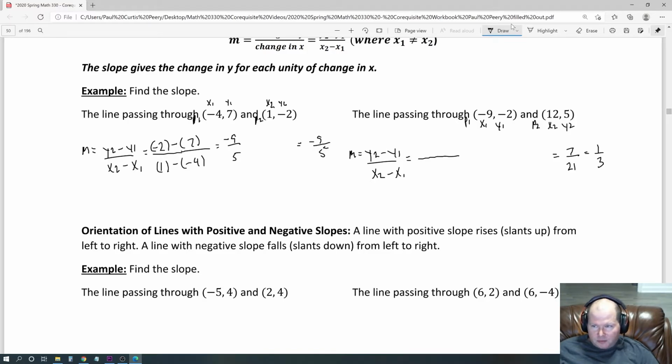So now we have y2, which it looks like is a 12, minus y1, which it looks like is a -2, over x2, which it looks like it is a, oops, the wrong one, sorry. So when we were looking for y2, it was a 5. Let me fix that 5. There we go. Put that in parentheses, minus, and then we have x1, which is a -9. Okay, so 5 minus -2 is the same as 5 plus 2, which gives me a 7. And 12 minus -9 is the same as 12 plus 9, which gives me a 21. And the greatest common factor of 7 and 21 is 7. So I divide both these by 7, and that gives me 1/3. So the slope is 1/3.